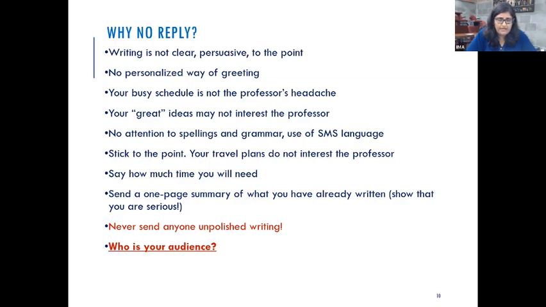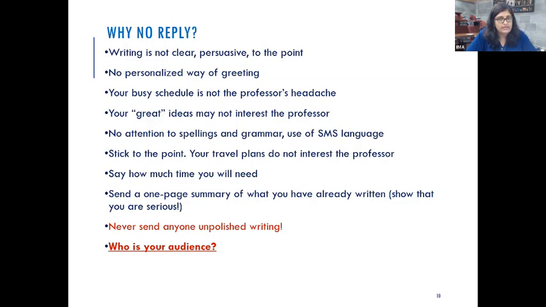Sarvesh's busy schedule is not my problem. His trip to Kolkata is not my problem. So he's cluttering up the email with unnecessary information for me. He hasn't told me how much time he's going to need, which I need to make a decision. And it would have been good if he had sent me something that he's thinking along the lines of a survey, but he hasn't done anything at all. Okay. So one thing you need to keep in mind is never send anyone unpolished writing. The email that you saw, I'm not surprised by it because, like I said, I do get emails like this, with very unpolished writing.